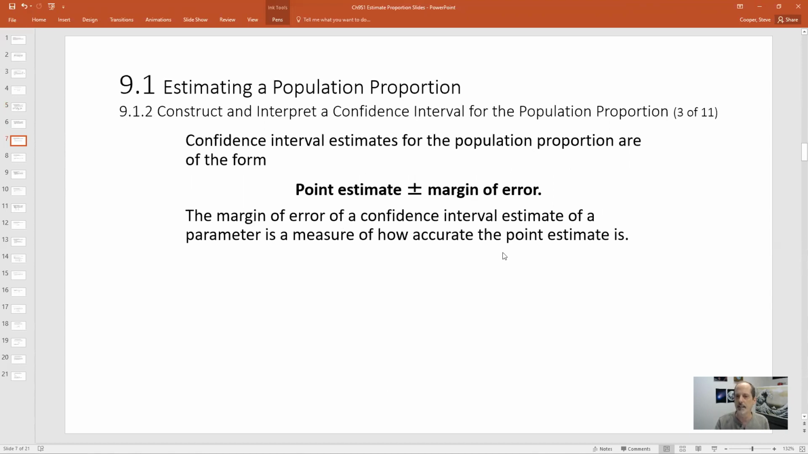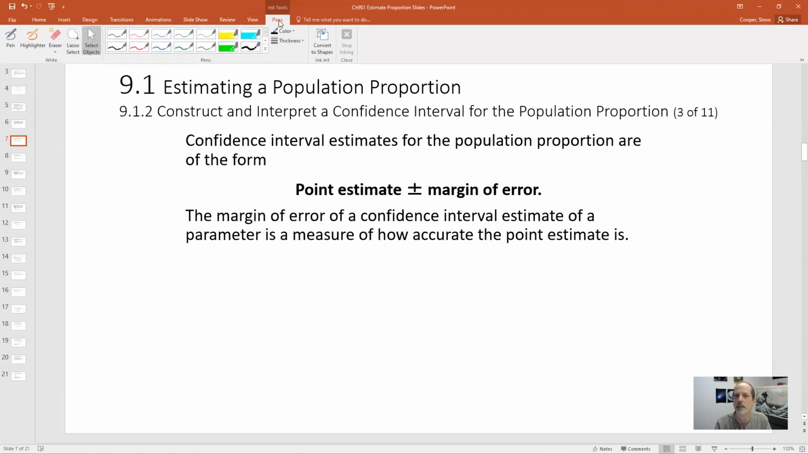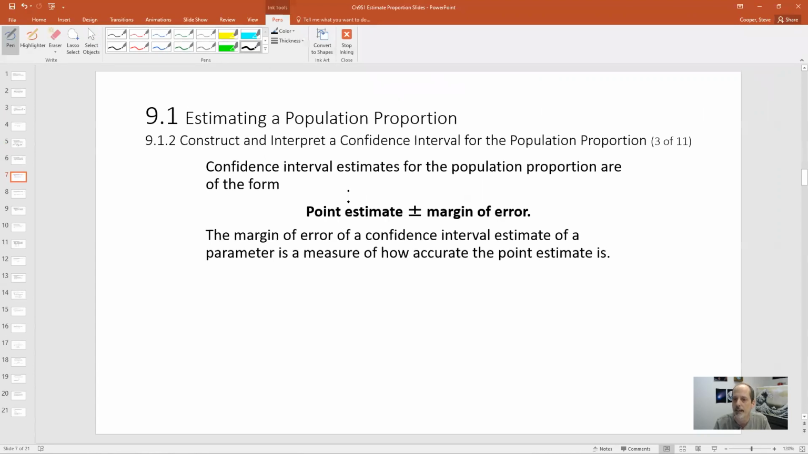Okay, so we're just going to take our point estimate. Remember we called this p hat, plus and minus, and we'll use a capital E to represent the margin of error. That creates a lower bound and an upper bound. Within this range, we believe with 95% confidence that the true proportion exists.